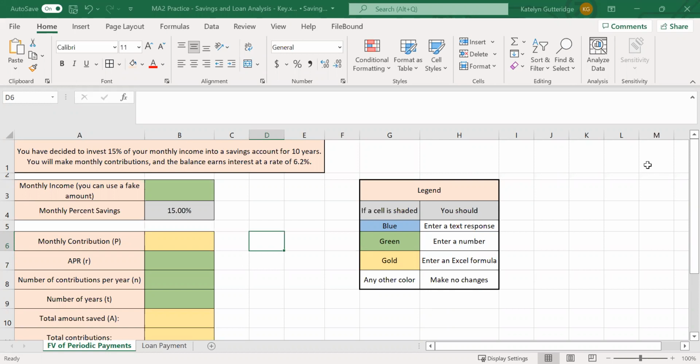So we are deciding we're going to invest 15% of our monthly income into a savings account for 10 years. We're going to make monthly contributions, and the balance is going to earn interest at a rate of 6.2%.